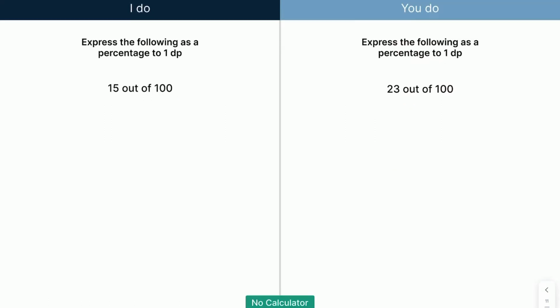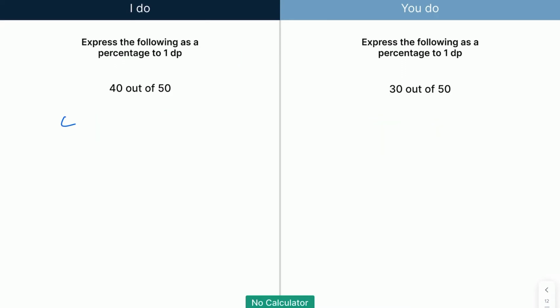Moving on, we are now looking at questions with no calculator. So if you have got a calculator, please put it away. I'm not going to be using it now. So 15 out of 100 can be written like this. Now percentage, the word percent just means out of 100. So this as a percentage is 15%. Okay, nice and easy here. Again here, 23, because it's out of 100, we know as a percentage, it's just going to be 23%. If the fraction is out of 100, you just copy the number at the top.